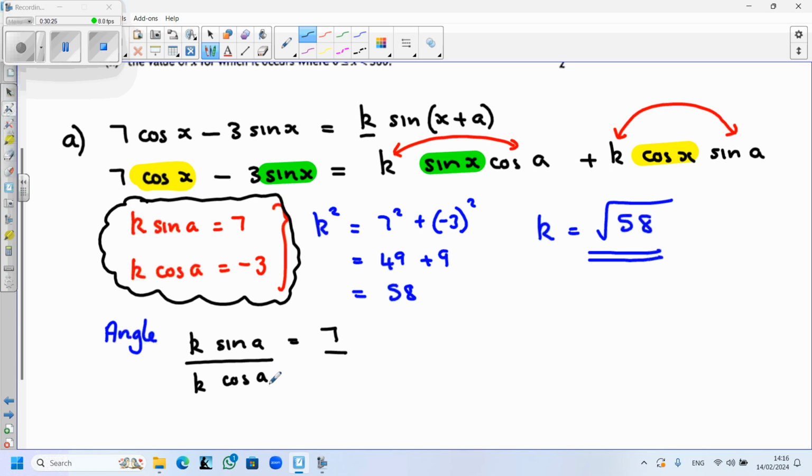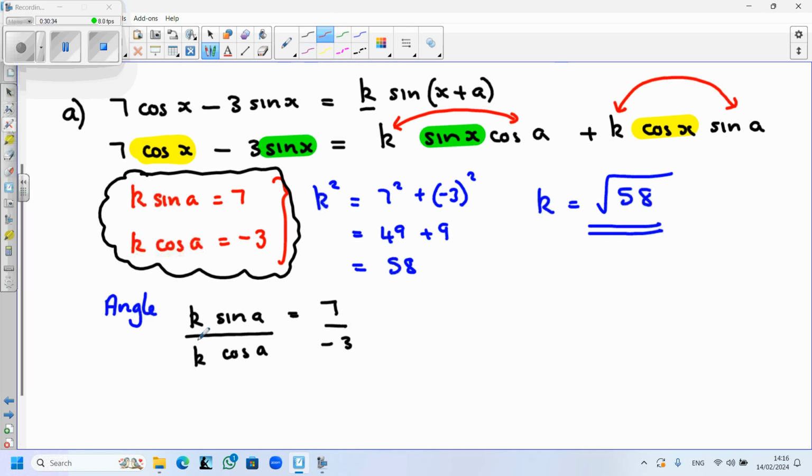So I'm writing down those two equations, one under the other: k sine A is equal to 7, k cos A is equal to -3. What happens is those k's cancel, and sine over cos is tan, so I end up with tan A is equal to, always bring a negative sign up, -7/3. Now you can go straight on to that stage, if you want.